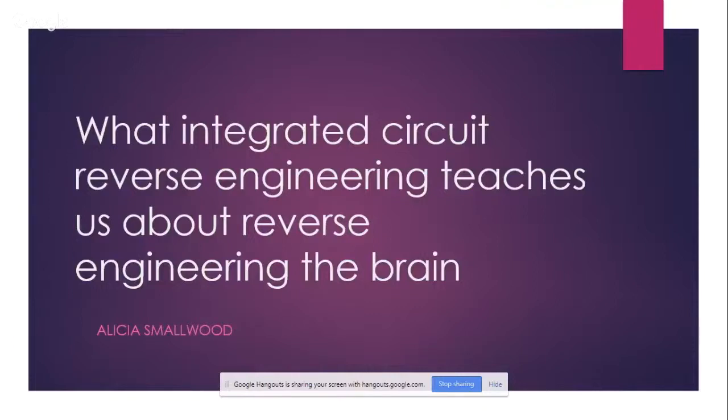So the purpose of this presentation is to make clear that reverse engineering any system involves piecing together a collection of different types of knowledge about that system. In terms of reverse engineering ICs, it is not just a matter of taking pictures of the chip and applying basic electric circuit laws. Similarly, reverse engineering a brain is not simply a matter of imaging brain structure and applying basic physical laws.